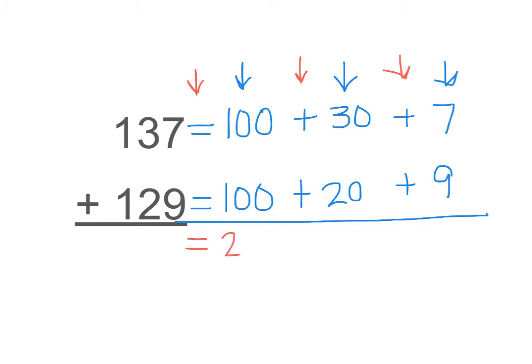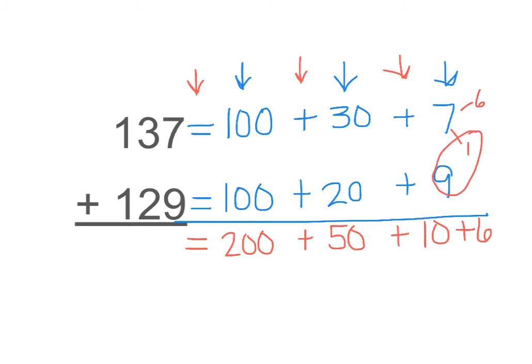100 plus 100 equals 200. 30 plus 20 equals 50. Again, instead of 7 plus 9, use the commutative property and say 9 plus 7, which makes us think 10 plus 6, because that 7 is going to give 1 to the 9 to make the 10. Add your like terms, which is 50 plus 10 equals 60. So 200 plus 60 plus 6 equals 266.